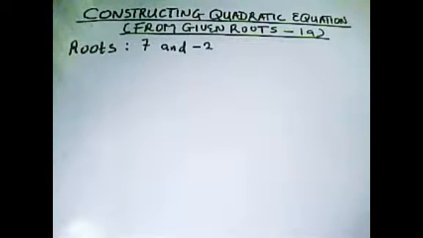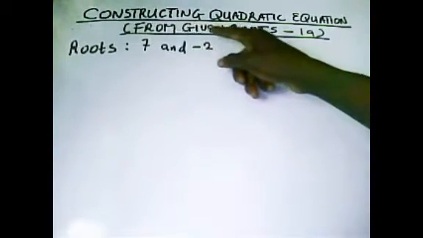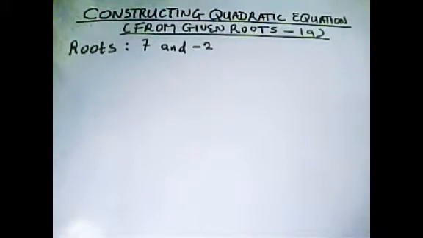Solution, and in our lesson today we shall consider constructing a quadratic equation. Now there are two ways we can construct a quadratic equation, and the first way is what we are looking at today, which says from given roots. So we can construct a quadratic equation from given roots, that is when the roots are given.